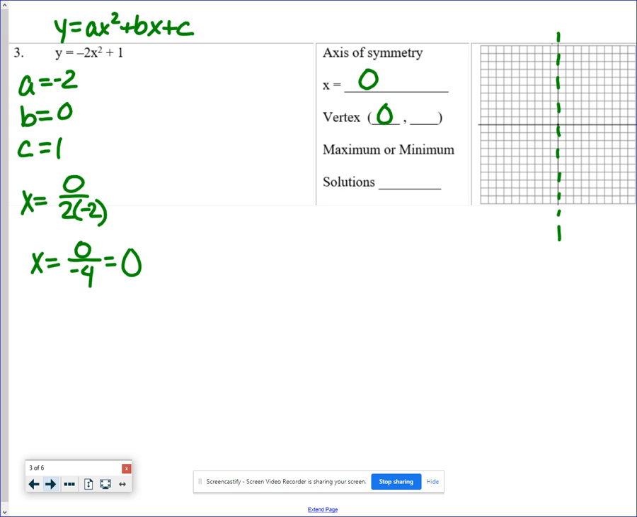I know where my axis is. I know my vertex is going to start with a 0. When I put a 0 in for the x, I would have y equals -2 times 0 squared plus 1. Well, 0 squared is 0, times anything is 0, plus 1 is just going to be that y is equal to 1. So my vertex is at 0, 1, right there.